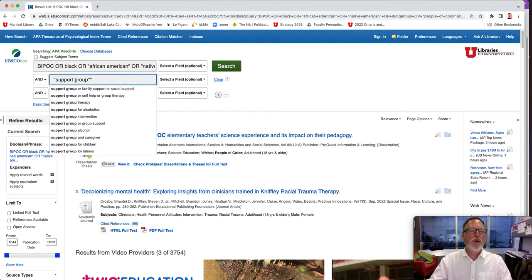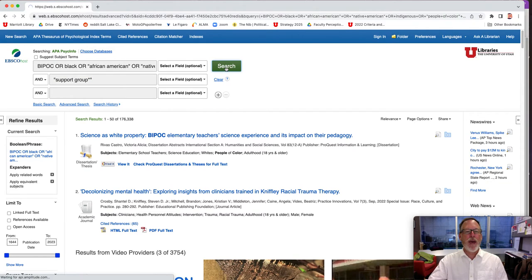And here you can see some other versions of support group. So is it group therapy? Is it therapy? Do they call it group support? So there might be other synonyms for that too. But since I think that one's safe to stick with, I put the asterisk there, and this works in a lot of databases where we don't know if it's support group or support groups. That'll catch both of those.